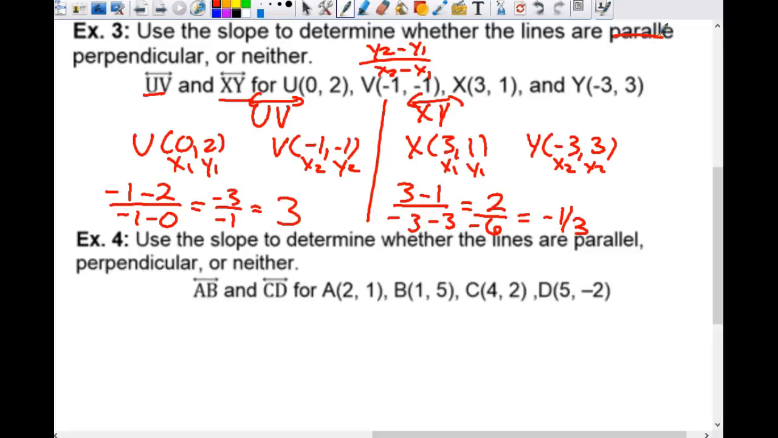Let's see if they're perpendicular. If they're perpendicular, you multiply those 2 slopes together, this should be equal to -1. Let's multiply those 2 slopes together. Our first slope is 3. I'm going to do 3 over 1 to represent that, times -1 over 3. That is -3 over 3. -3 over 3 is equal to -1. So are those parallel? No, they're not parallel. They are perpendicular.